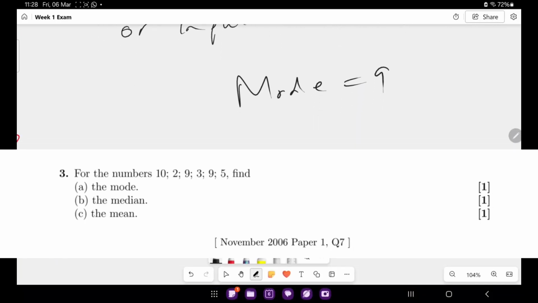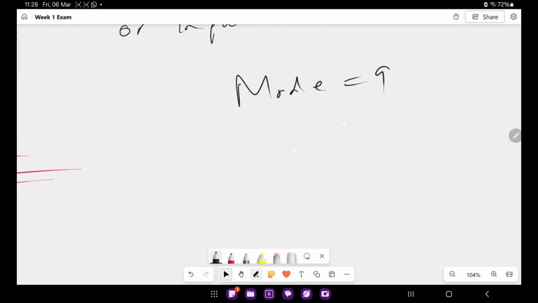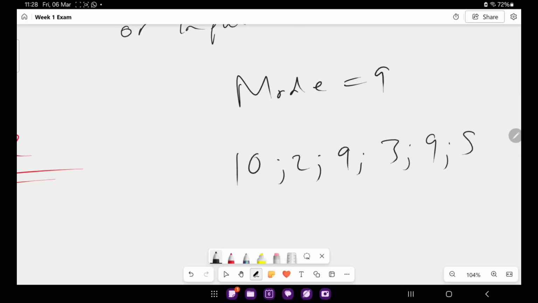B states, find the median. So when we're dealing with median, it means the middle, right? The middle.